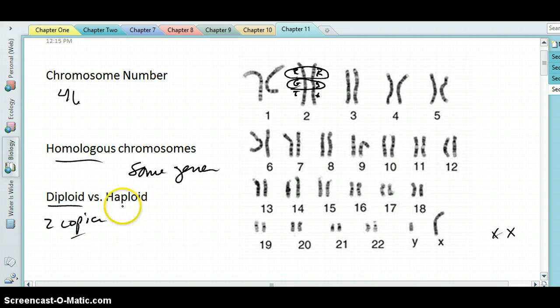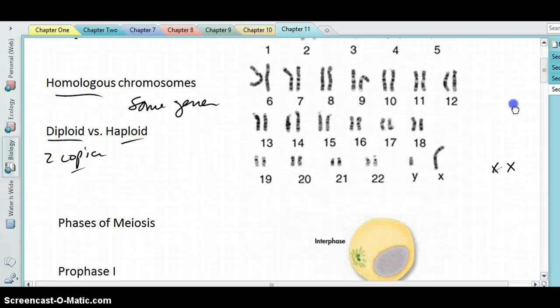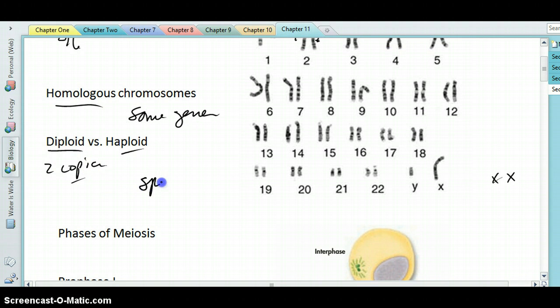Now, some organisms, like bacteria, are haploid. They only have a single chromosome, so they only have one copy of each gene. They are haploid. Now, we're going to see that in the production of gametes, we're going to use meiosis to produce haploid cells. That is, our reproductive cells. In the case of male sperm cells, in the case of female eggs. These things are haploid cells, and we'll see how that happens and why it happens.